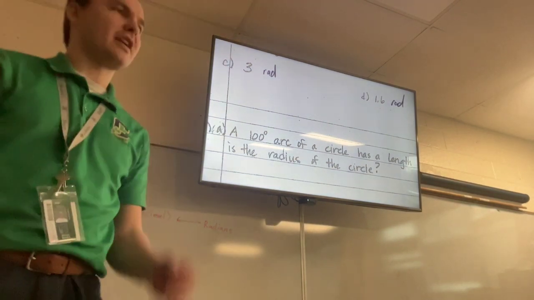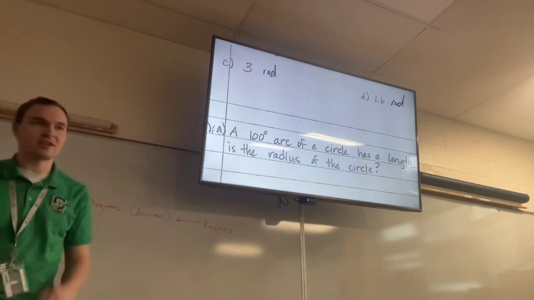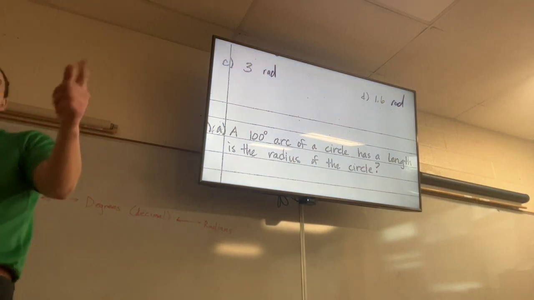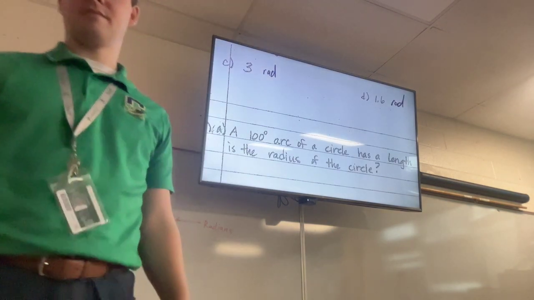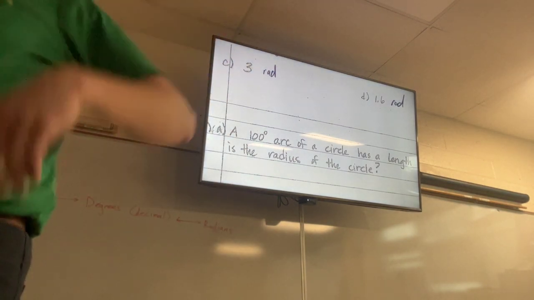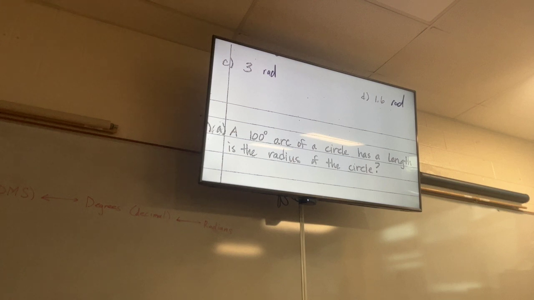So does anyone remember how to convert degrees to radians, or radians to degrees? Times 180 over pi. And then what do you do after that? Multiply by 180 over pi. So to go from degrees to radians, you multiply by pi over 180. To go the opposite way, radians to degrees, you multiply by 180 over pi.